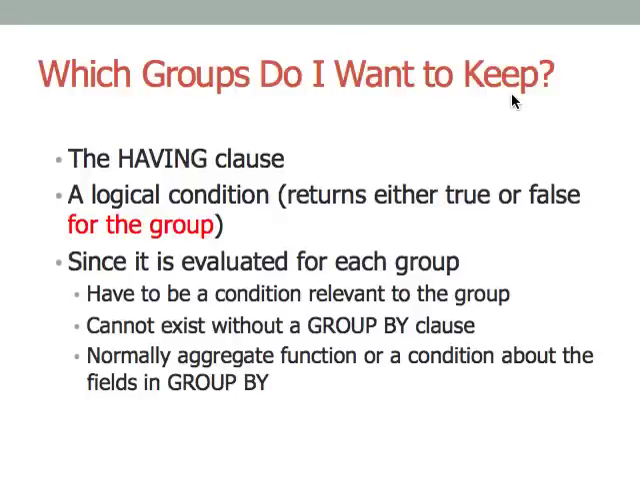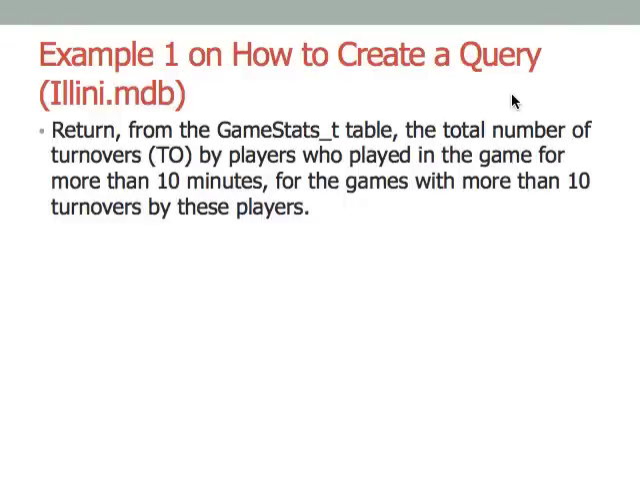Once you have these groups formed, the next condition that's available to you to filter the rows is the having clause. So the where clause does row level filters, and the group by clause groups them, then the having clause filters those groups. Let's look at an example from the illini.mdb file where we need the total number of turnovers, that's the output I need, by players who played in the game for more than 10 minutes. That's one condition. But I want this only for games with more than 10 turnovers by these players. So let's look at it.